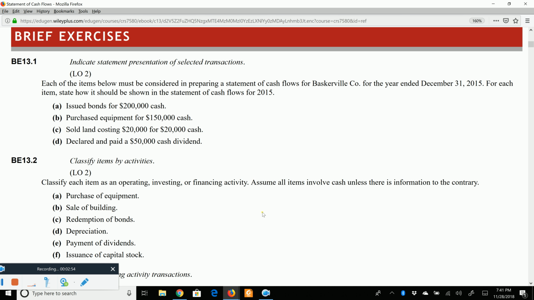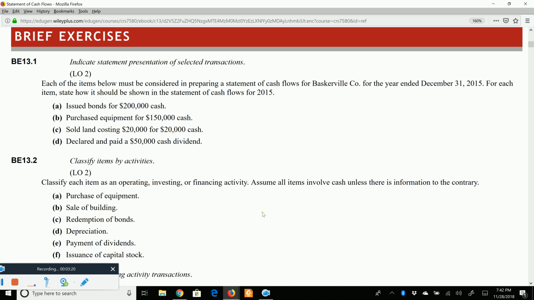Letter B, purchased equipment for $150,000 cash. Well, by purchasing equipment, we are spending cash. So this is a cash outflow. And equipment is a fixed asset, which is a longer term asset. So I'm going to say this is an investing activity.